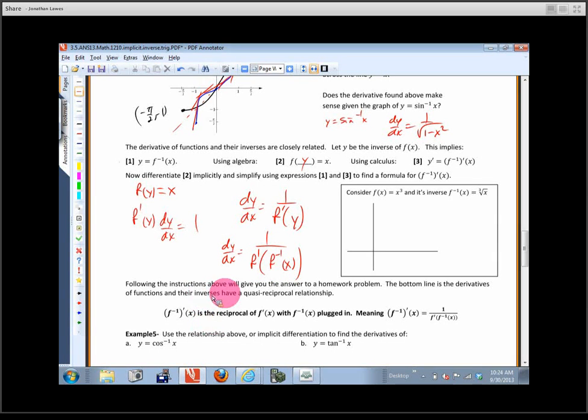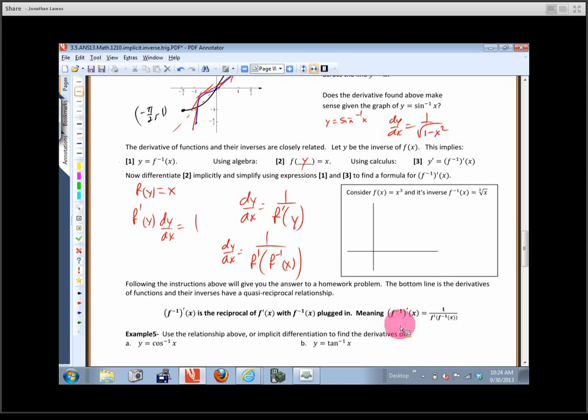Let's see. It says, following the instructions above will give you the answer to a homework problem. So there you go. The bottom line is derivatives of functions and their inverses have a quasi-reciprocal relationship. So not exactly reciprocals, but something to do with a reciprocal. I've written it here in words, and then we're going to do this problem up here. If we're finding the derivative of an inverse, f inverse prime is the reciprocal of the original function's derivative, f prime of x, with the inverse function plugged in.